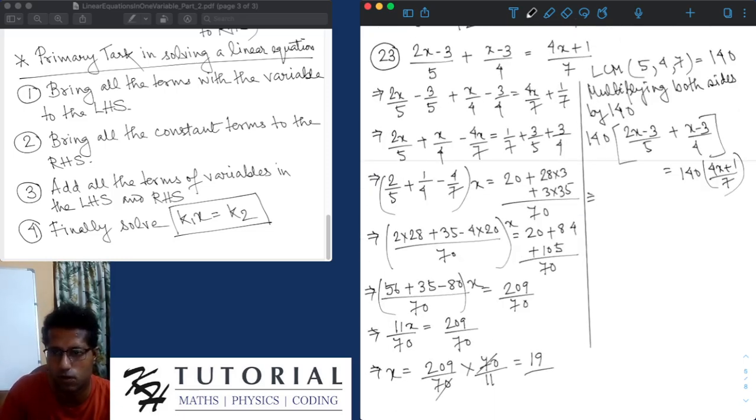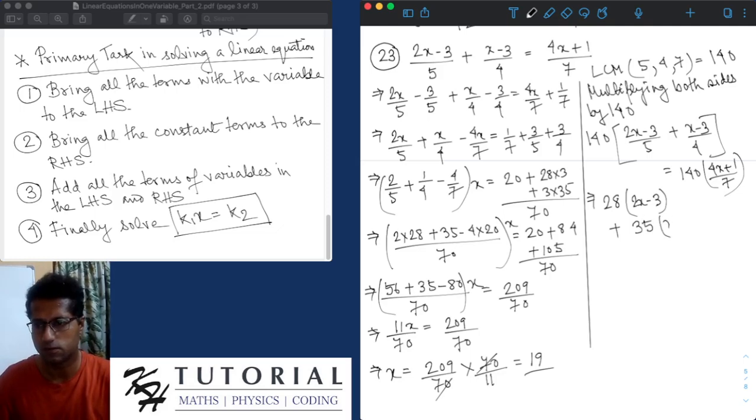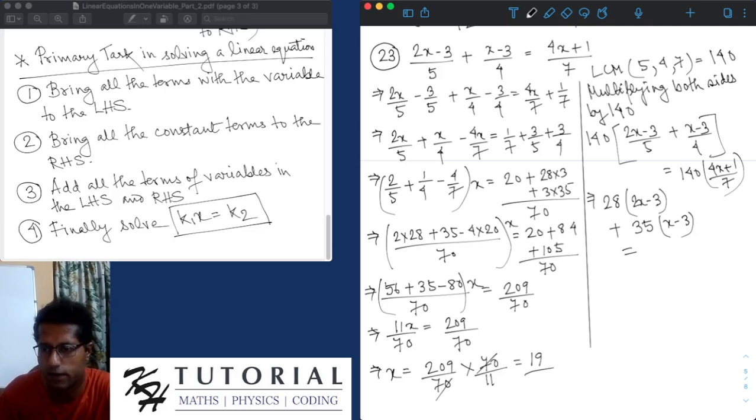So this implies if we do the products on both sides, if you multiply 140 with the LHS, it becomes 140 divided by 5 is 28. 28 into 2x minus 3 plus 140 divided by 4 is 35 multiplied by x minus 3 equals, we have to do the product of 140 with the RHS, that is 20 into 4x plus 1.